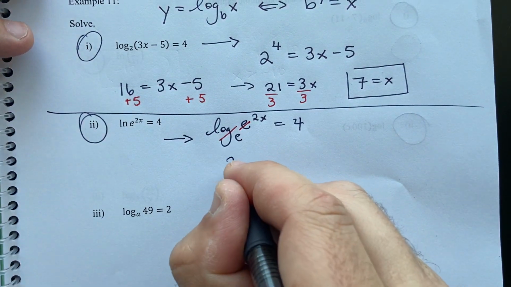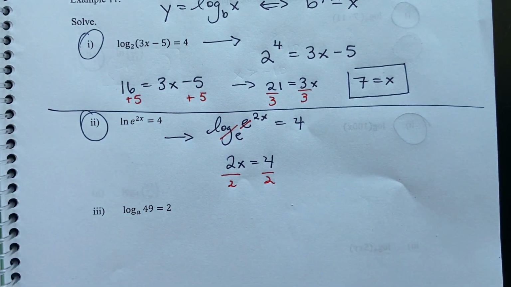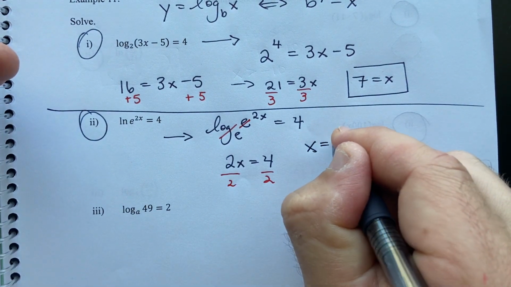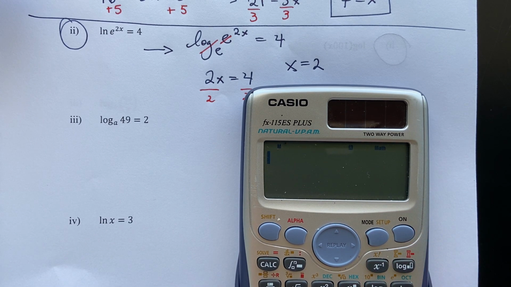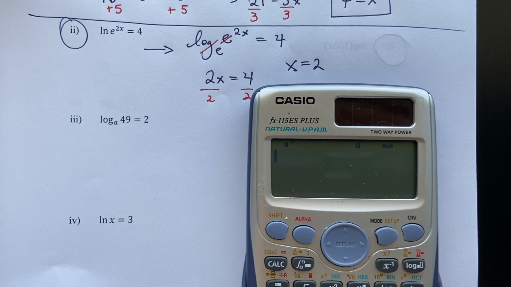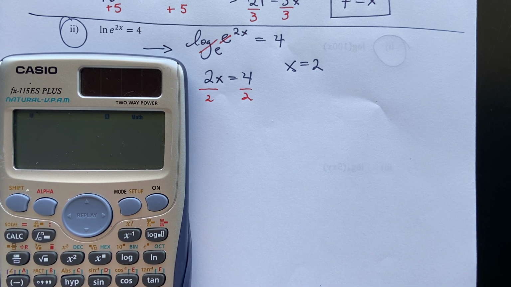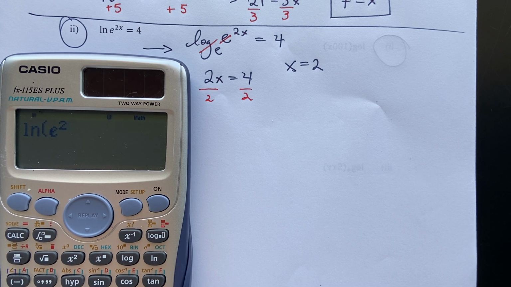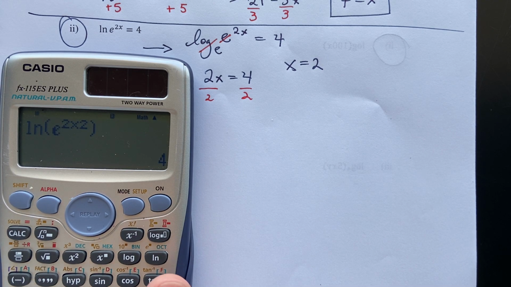So those cancel, and I just get 2x equals 4, and then divide by 2. x equals 2, and you can definitely check just to make sure. So plugging in, so this button, by the way, is your log base e. That's your natural logarithm button. So you can go ln of shift ln to get the e raised to the 2 times 2. This should be equal to 4. Cool.